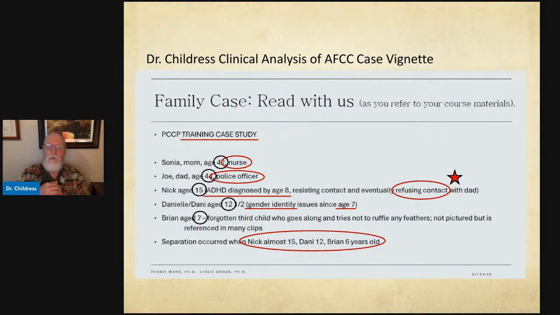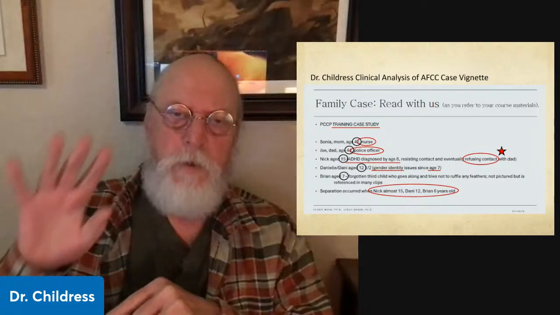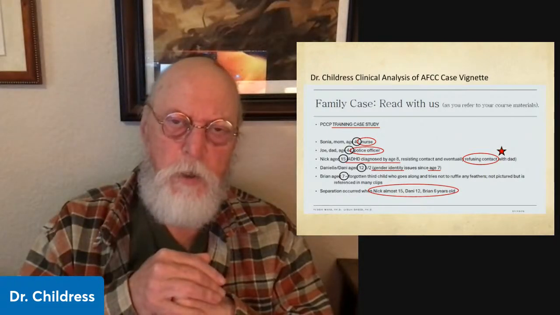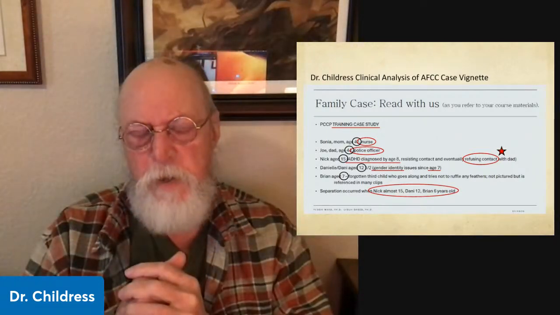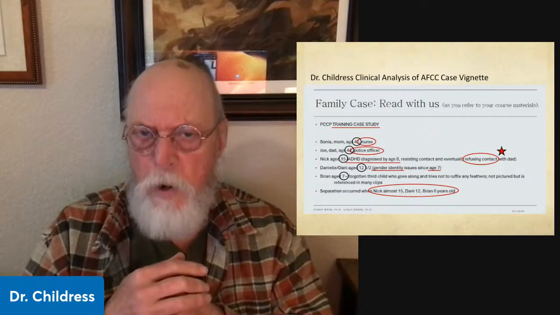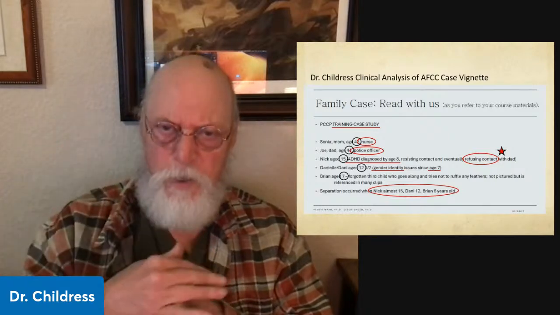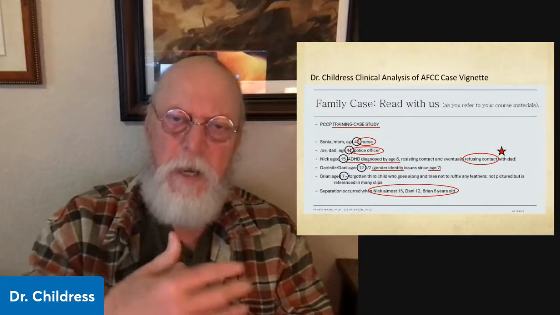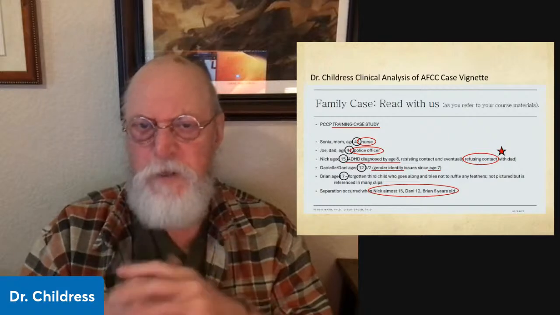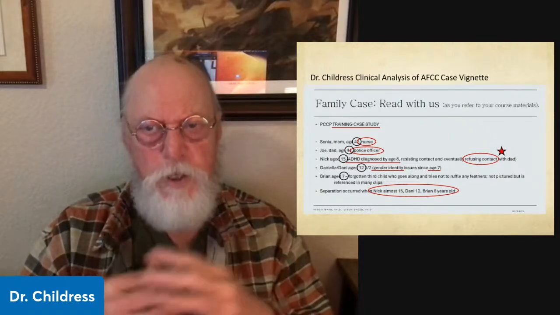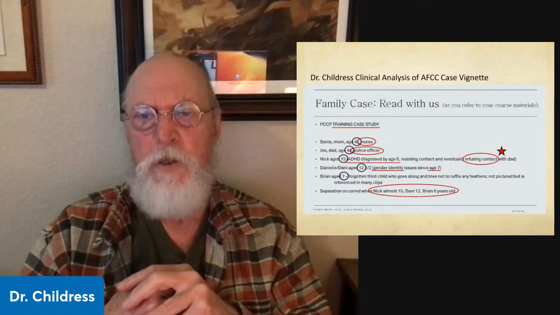Then we have Brian, who's the youngest, age 7, and then they divorced when Nick was 15. Now, one of the first things I'll look at with this family structure, not only is it a long-standing family structure, these parents got married and intended to stay married. They intended to raise a family. 18, 20 years together, 3 children with this situation.